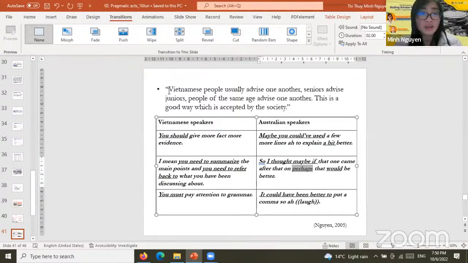But for my culture, okay, now this is what a participant in my study said. Vietnamese people usually advise one another. Seniors advise juniors, people of the same age advise one another. This is a good way which is accepted by the society.